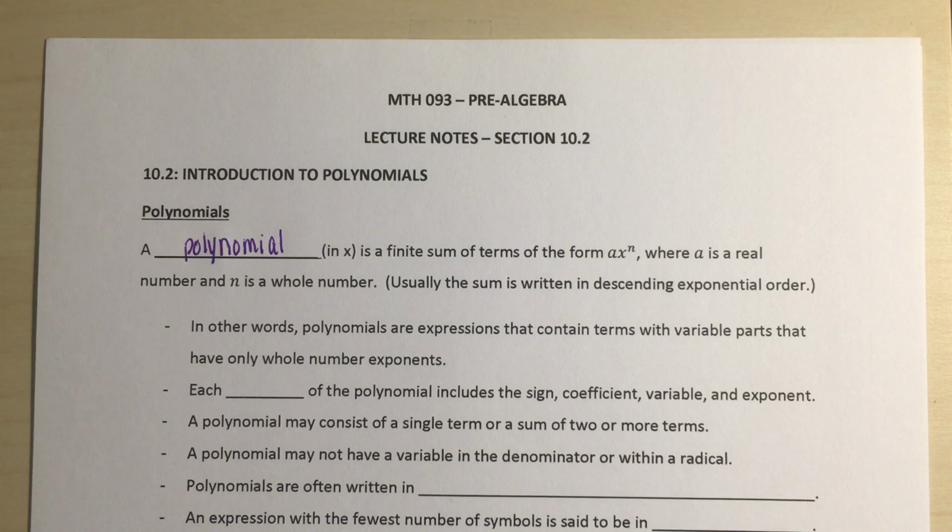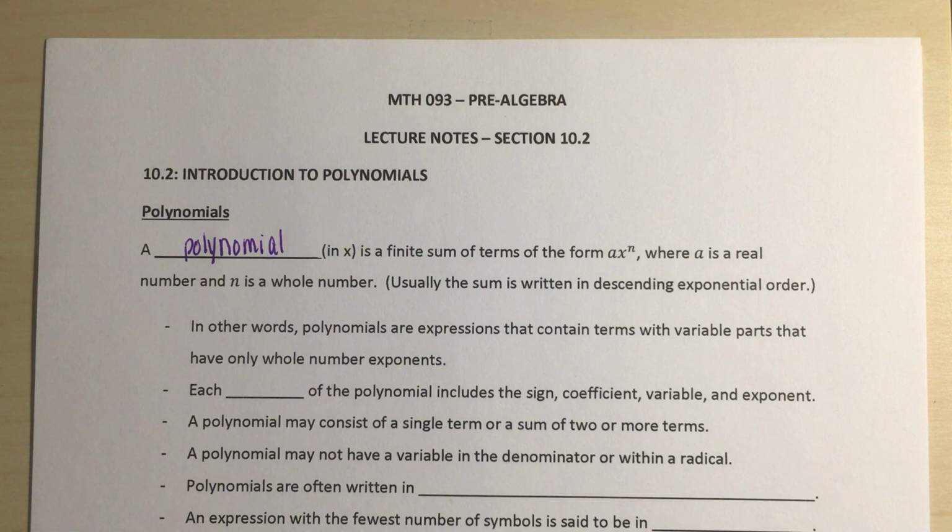Usually the sum is written in descending exponential order. Just looking at this, there's a lot of different words in here. It's kind of a complicated mathematical definition. So we're going to go through and dissect what all of these different parts mean and see if we can figure out what a polynomial actually is.